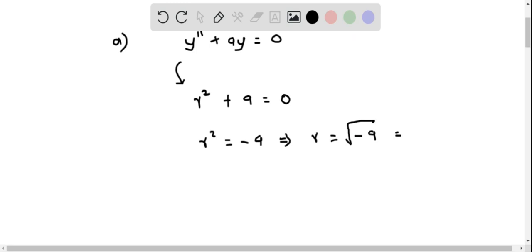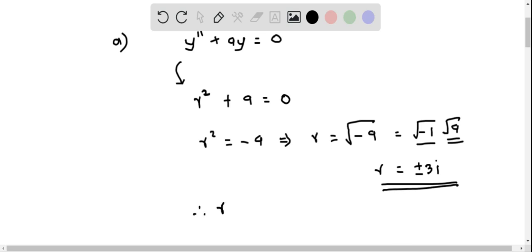And we can write this as the square root of negative 1 times the square root of 9. The square root of 9 is plus or minus 3, and the square root of negative 1 is i. So we have r equals plus or minus 3i. Therefore, the roots of this characteristic polynomial are r1 equals 3i and r2 equals negative 3i.